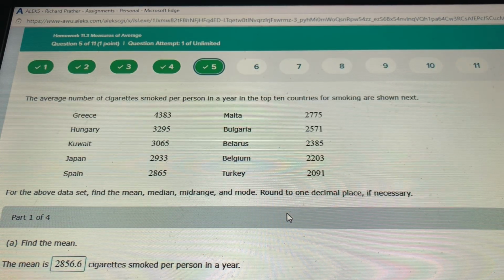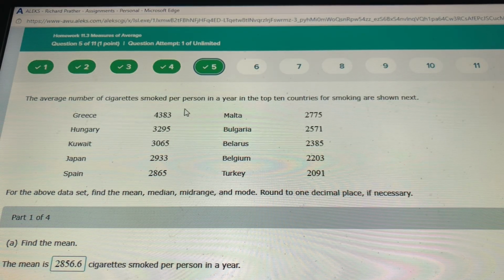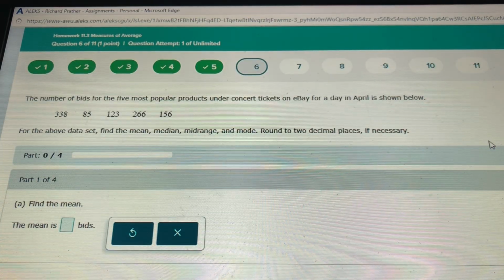So generally, if you collect real data, this is the average number of cigarettes smoked in these countries. Thousands of cigarettes are getting smoked per person in a year. And when the data is really large like this, into the thousands, then it gets really hard to deal with it, to put it in order or even calculate some things. But luckily they put that kind of backwards in order to make it a little bit easier.